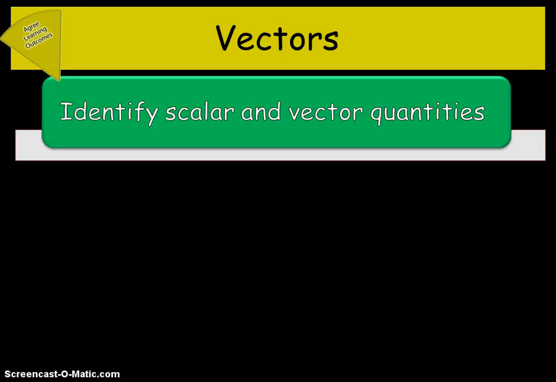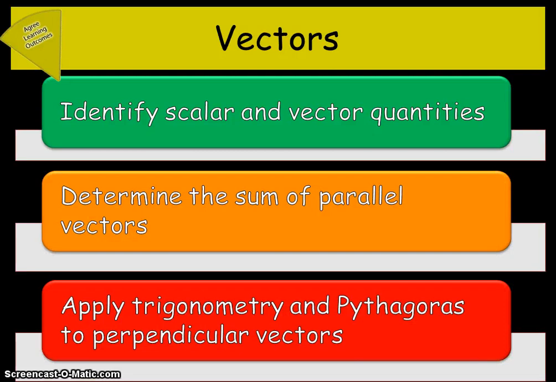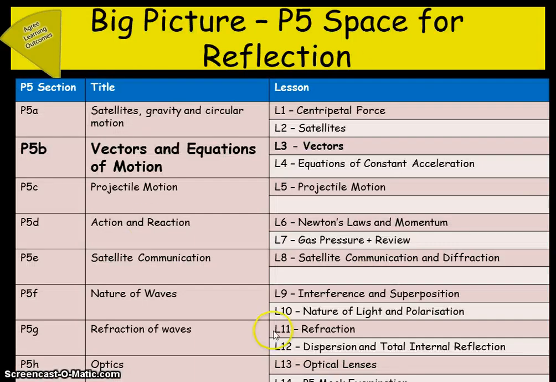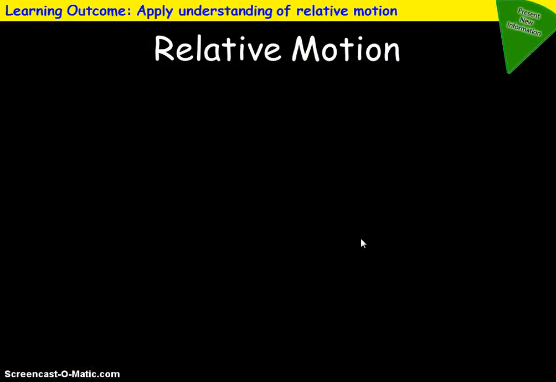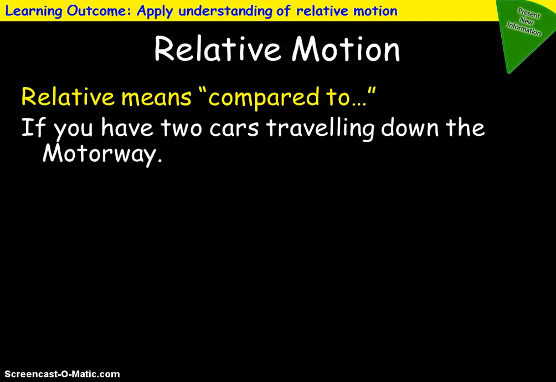So, objectives for vectors: you need to identify scalar and vector quantities, determine the sum of parallel vectors, and apply trigonometry and Pythagoras to perpendicular vectors. In the overall scheme of P5, it is lesson 3. First, think about the motion of two vehicles relative to each other, and what we mean by relative is the motion compared to each other.